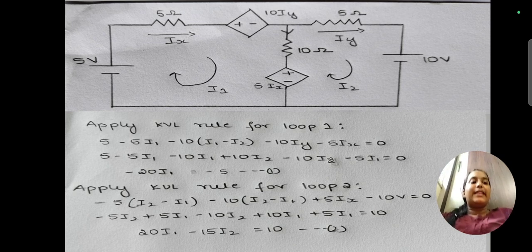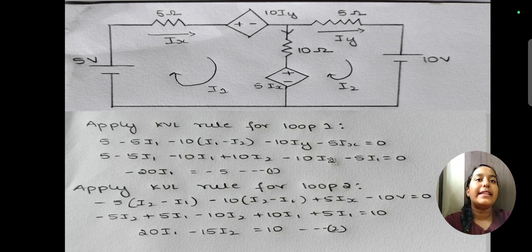Another concept: when the current is flowing from negative to positive, it is negative, and from positive to negative, it is negative. For further simplification, 5 minus 5 I1 minus 10 I1 plus 10 I2 minus 5 I1 equals 0. So it will become minus 20 I1 equals minus 5.